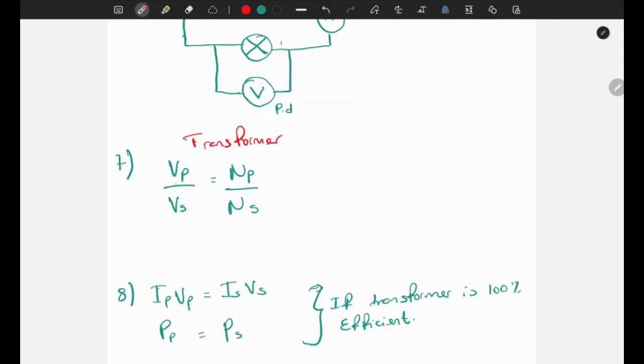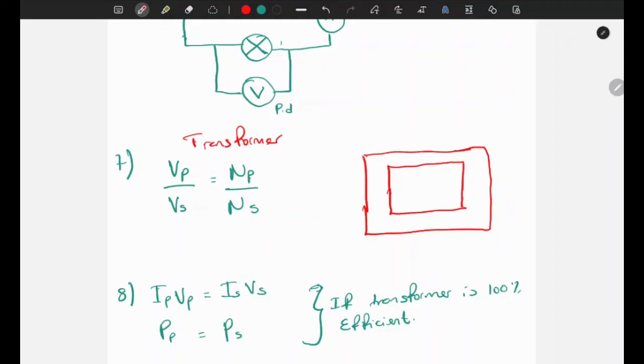Now this one is for a transformer. VP represents the voltage in the primary coil, and VS is the voltage in the secondary coil, which equals the number of turns in the primary coil over the number of turns in the secondary one. So if we have a transformer, let's say, this is the primary one, so we have some coil. Let me just redraw that. That was a horrible drawing.